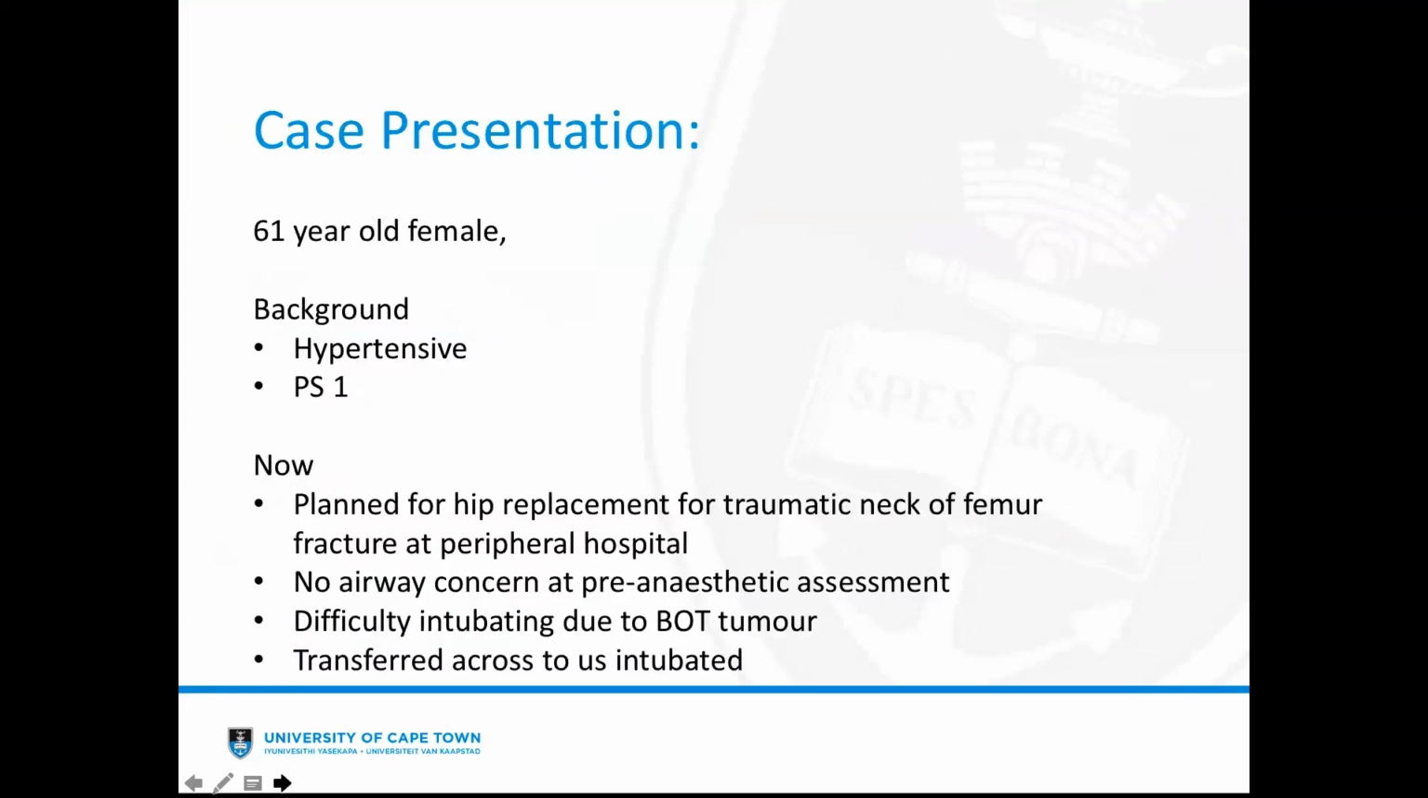So I'd like to present a case of a 61-year-old female, hypertensive, ASA 1, who was planned for hip replacement of a traumatic neck of femur fracture at a peripheral hospital. Clinically, pre-anesthetic, there was no airway concern, but during intubation there was difficulty due to a base of tongue mass. There was hesitancy in extubating the patient post-operatively, and so the patient was transferred across to us intubated.